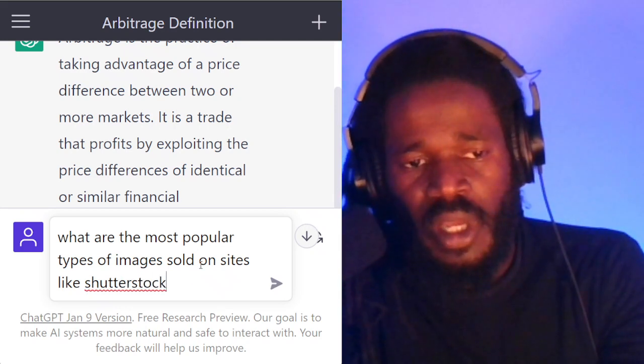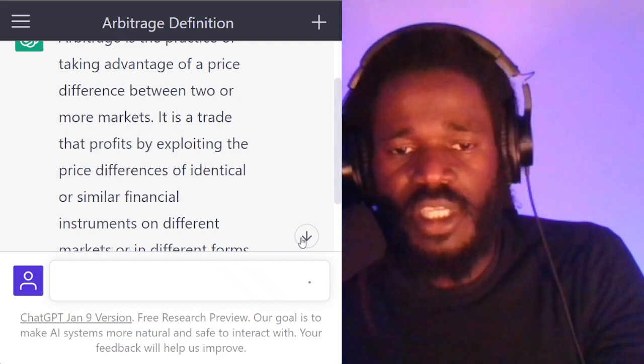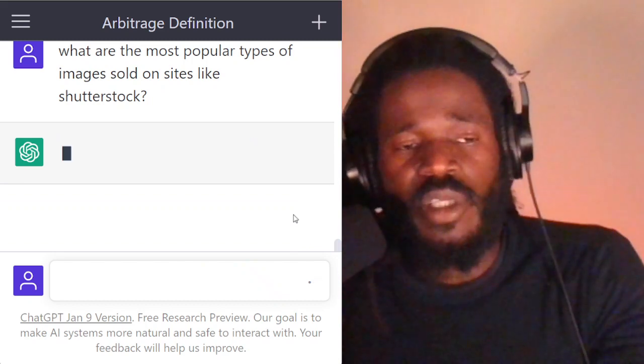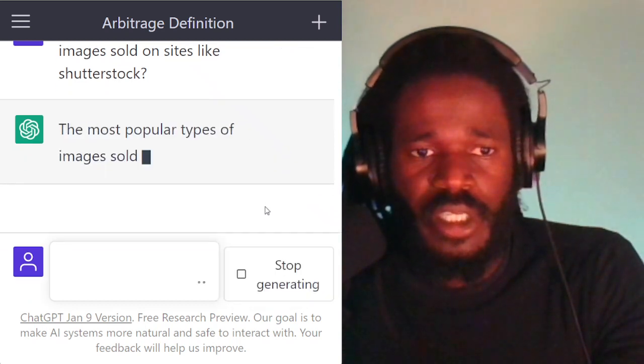What are the most popular types of images? This is just some of the initial research that you would want to do so that you could zoom in and get the most out of this arbitrage.